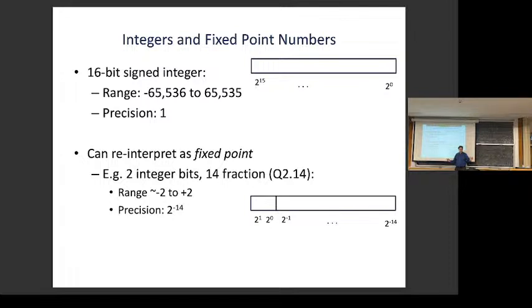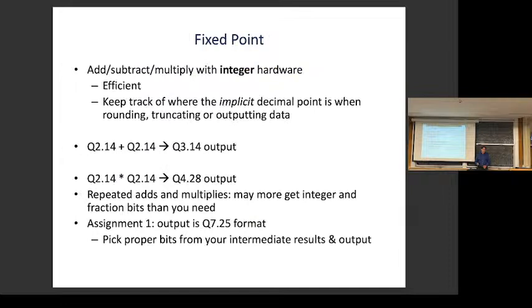But this is just a scaling basically. It doesn't actually change what hardware we build. So you write your HDL where you just add, subtract, multiply as if they were integers. You get very efficient hardware by doing this, but when you're writing your HDL, you have to keep track of where that implicit decimal point is.